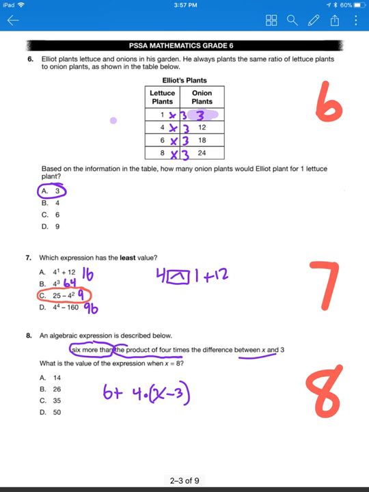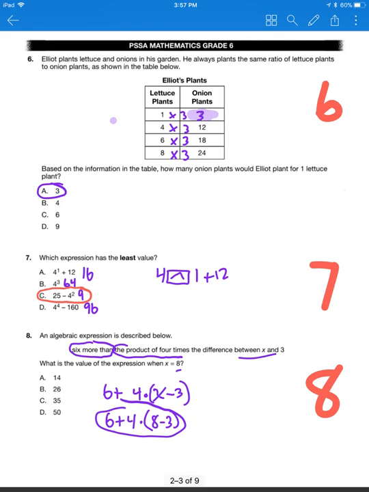All right, so I'm going to try putting x equals 8 in there and see what happens here. I am not 100% sure I'm right here, guys. So 6 plus 4 times 8 minus 3. All right. Now, you could just type that in your calculator, by the way.